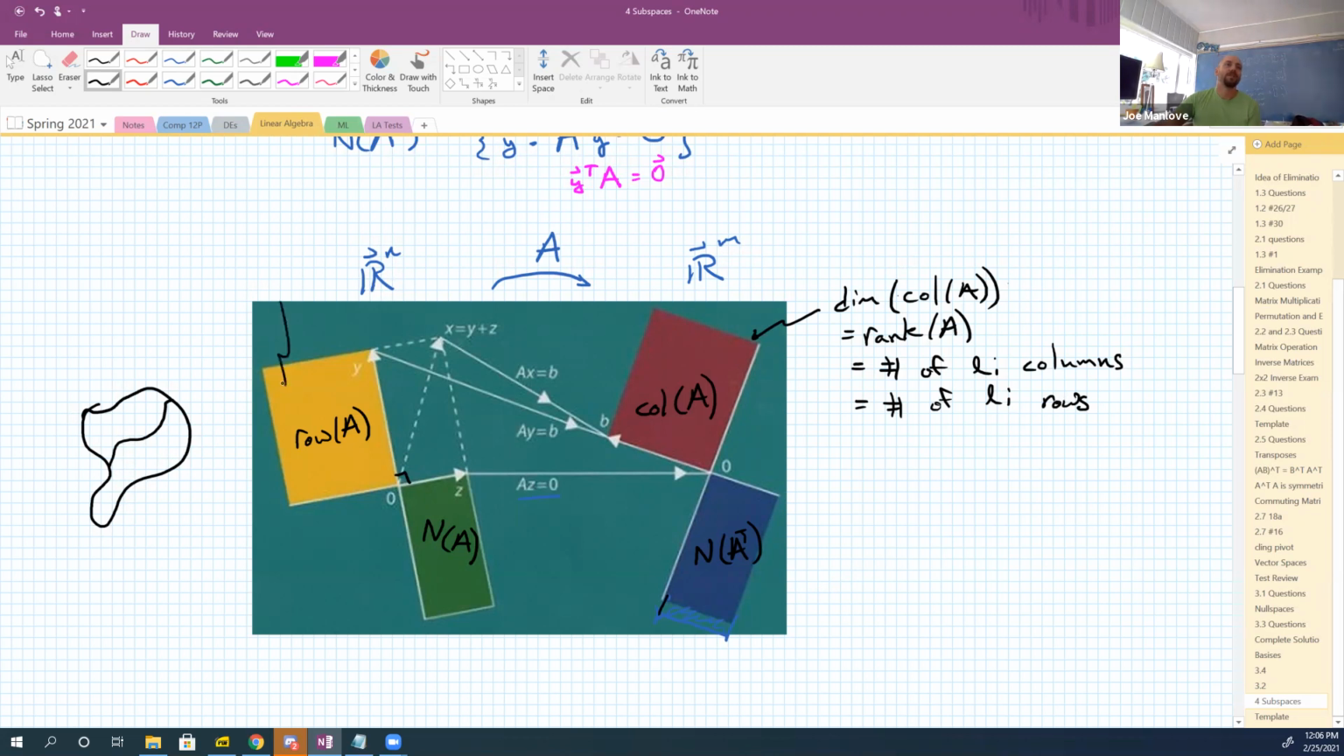So, to reiterate, the dimension of the row space was also the rank of A, right? The counting theorem would tell you, how big is this null space? What's the dimension of the null space of A? What did the counting theorem say?